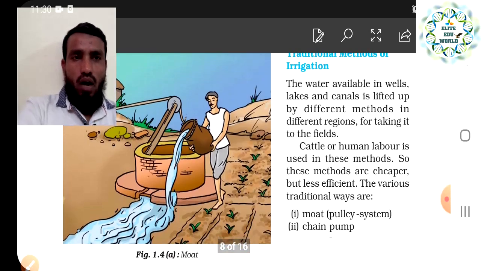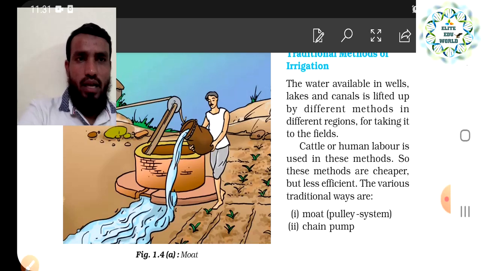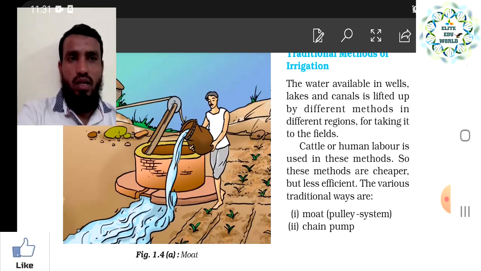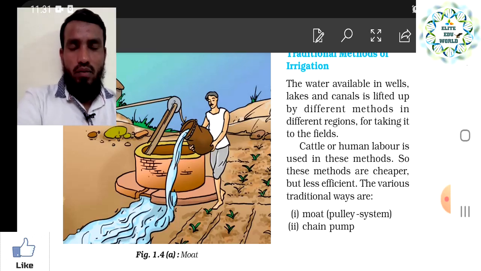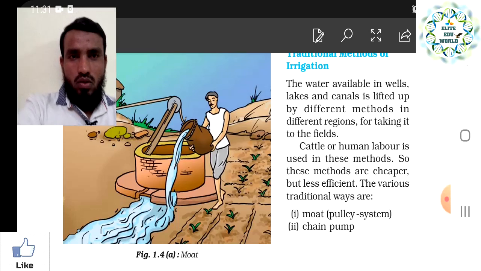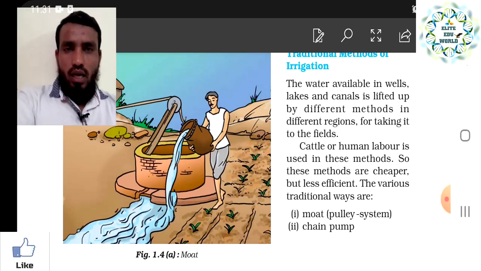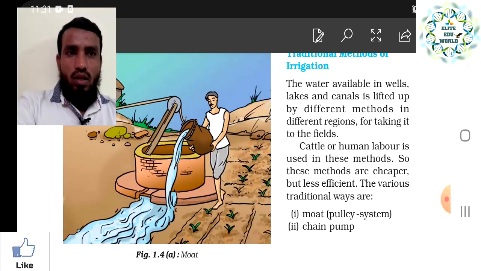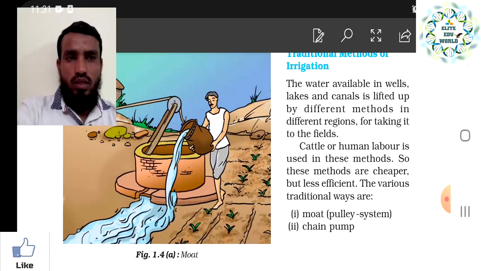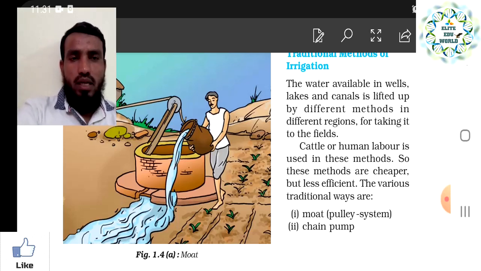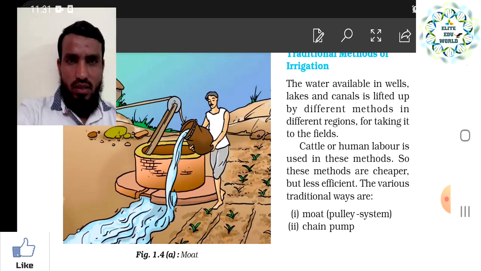The water available in the wells, lakes and canals is lifted up by different methods in different regions for taking it to the field. It also depends from place to place. The techniques to bring the water up from the wells are different. Cattle or human labor is used for this method. These methods are cheaper but less efficient, right?